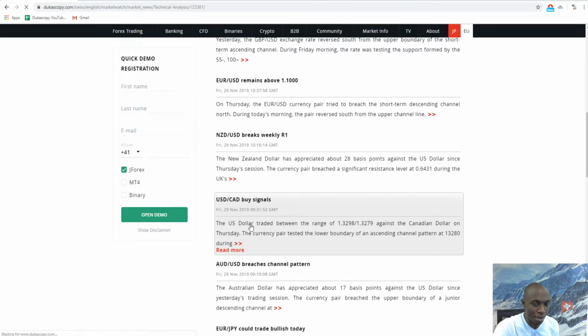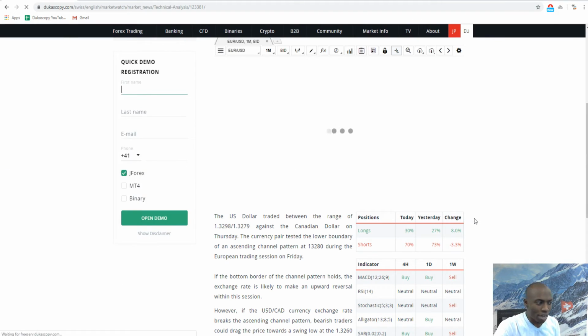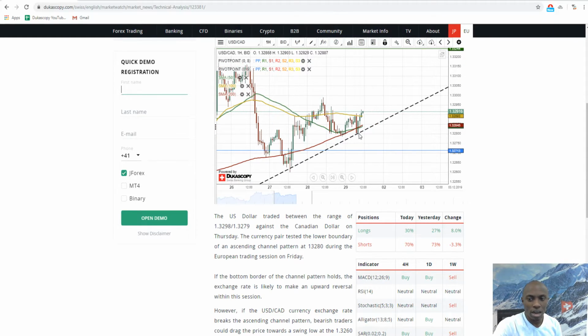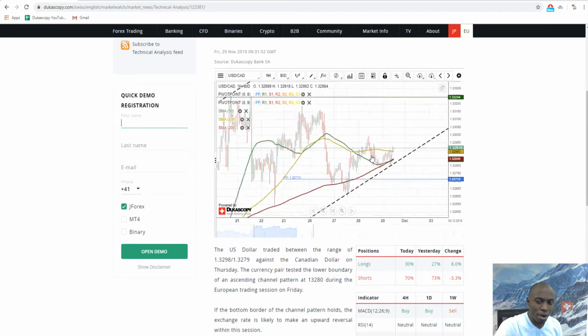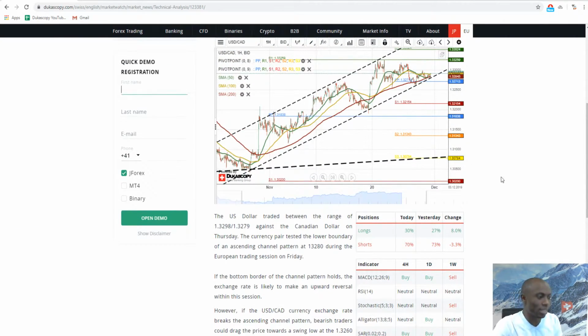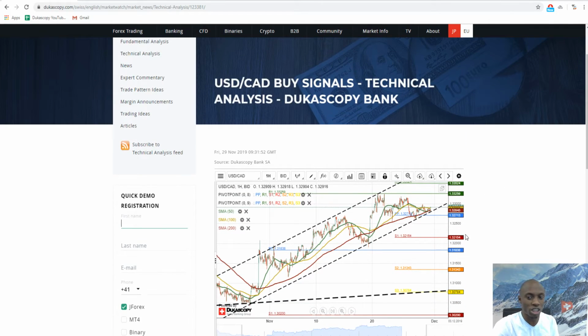When you go further, you see the USD Canadian dollar. My projection was a buy signal. That buy signal means what? The price will go up. The price was located close to this region when I posted it, and the reason why I said that the price will go up, number one, if you follow my technical analysis, anytime I'm giving you my technical analysis, I trade with channel, moving average and price action.